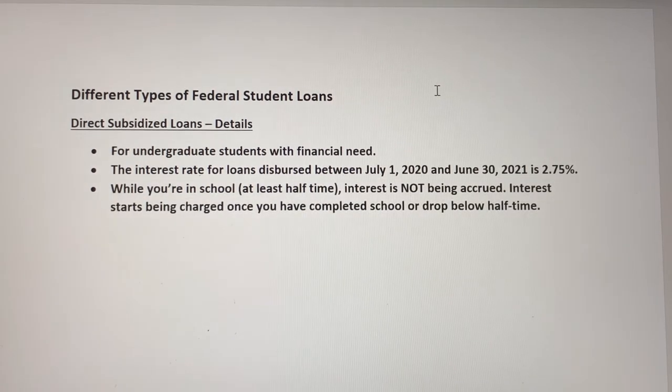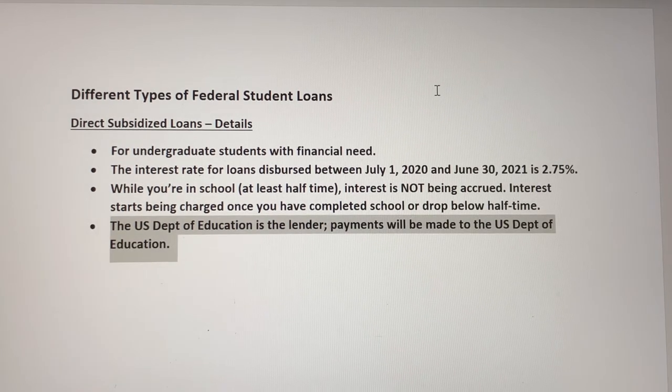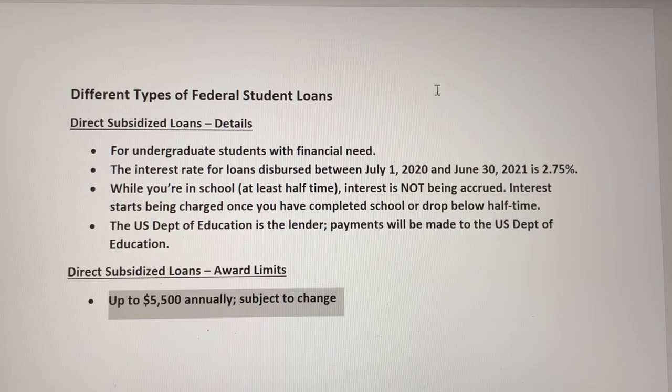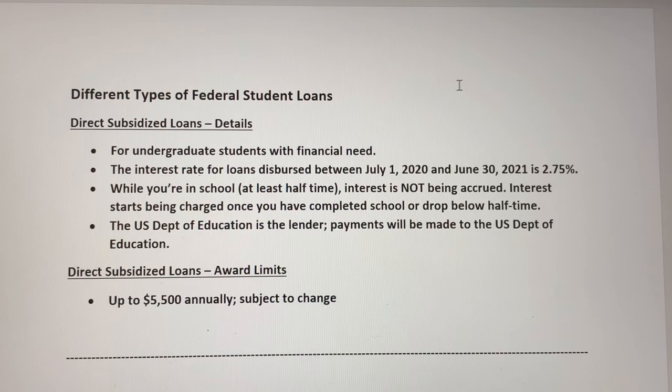Now, that interest doesn't start accruing until you've dropped below half-time or if you've completed school. If you're still taking classes at least half-time, interest is not being charged to your account. The U.S. Department of Education is considered to be your lender, and the payments that you make will go to the U.S. Department of Education. The award limit there is up to $5,500 annually. That's subject to change. If that's enough to cover your costs, that's great. You won't have to take out any other loans. If it's not enough, then you're going to have to go the next route, which is direct unsubsidized loans.